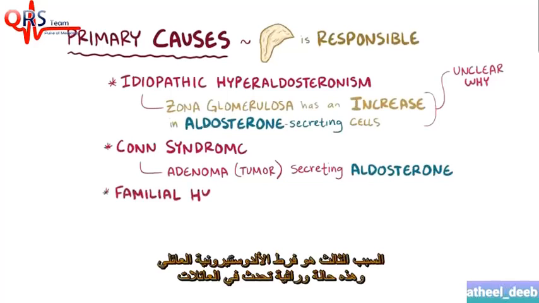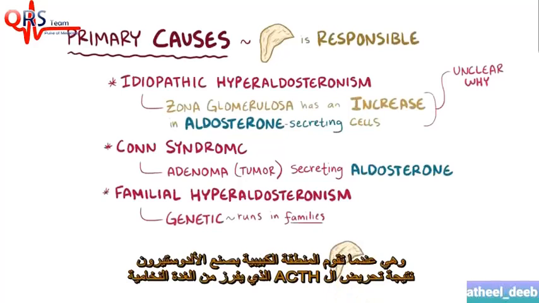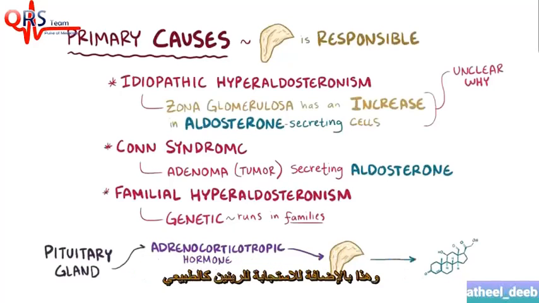A third cause is familial hyperaldosteronism, and this is a genetic condition that runs in families, and it's where the zona glomerulosa cells inappropriately make aldosterone in response to adrenocorticotropic hormone, which is secreted by the pituitary gland. And this is in addition to responding to renin as normal.